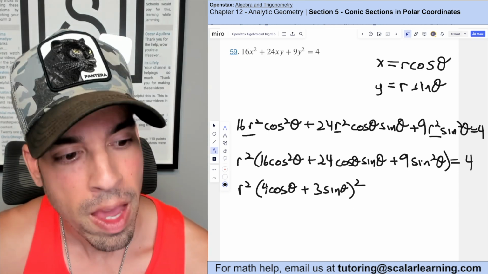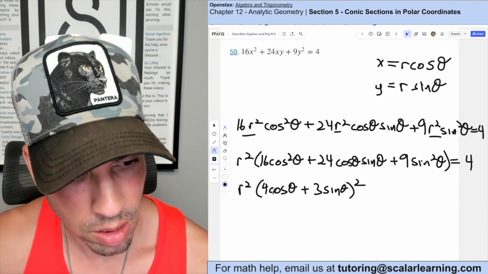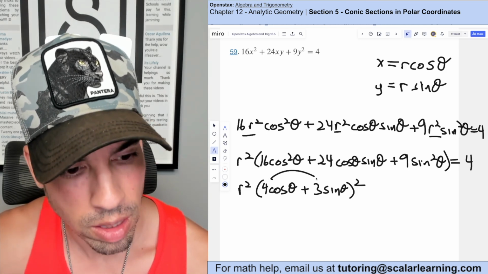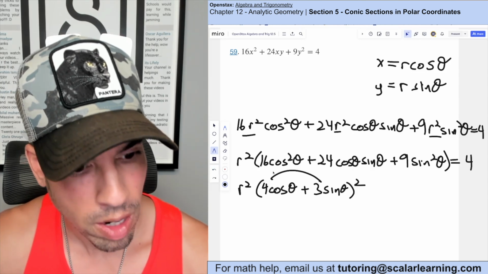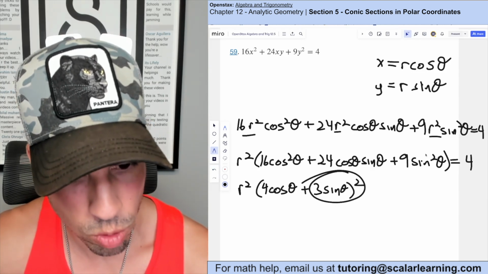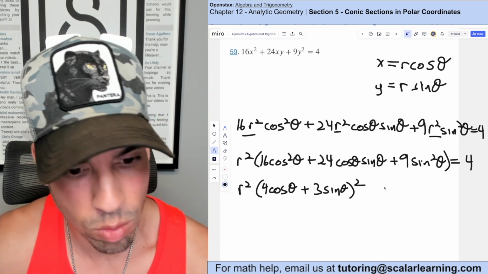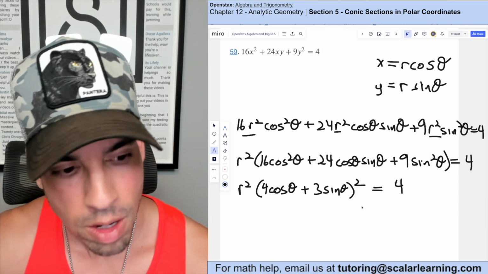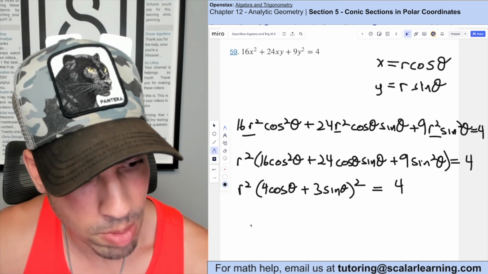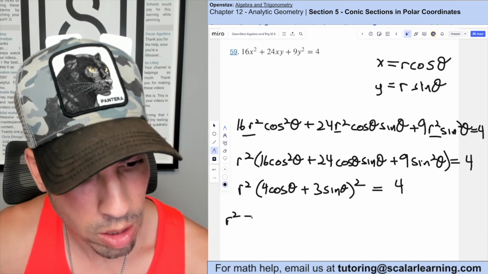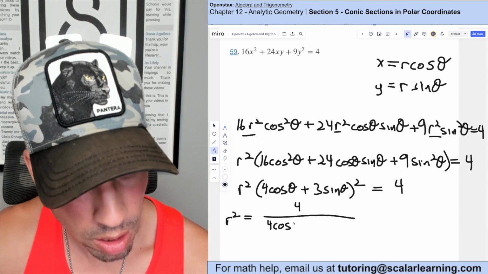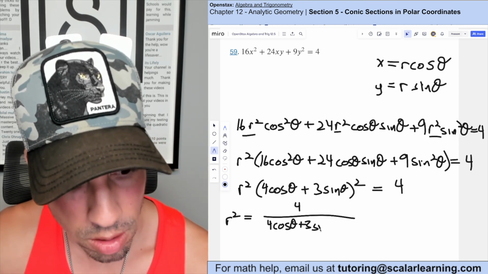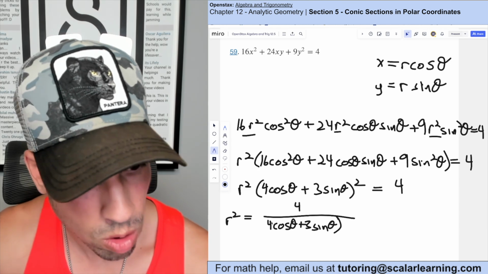It's a perfect square, right? If I FOILed this out, it would be 16 cosine squared theta, then I'd multiply the two terms twice and add those together. That would give you the 24. And then again, at the end, it would be this term squared, which is this. So that's pretty nice that it works out this way, and this equals 4. Now we're going to divide both sides by that denominator. So I got r squared is equal to 4 over 4 cosine theta plus 3 sine theta, and all of this is squared.